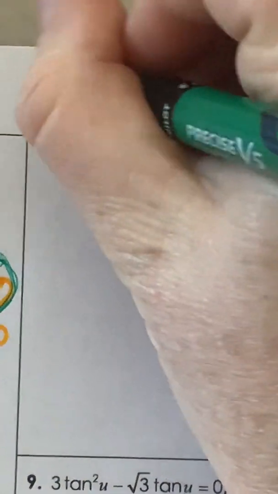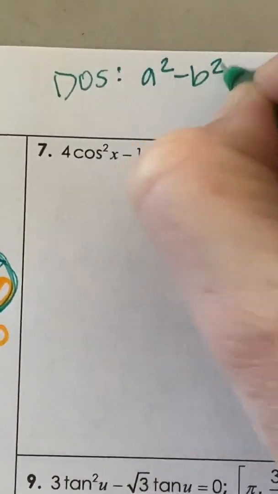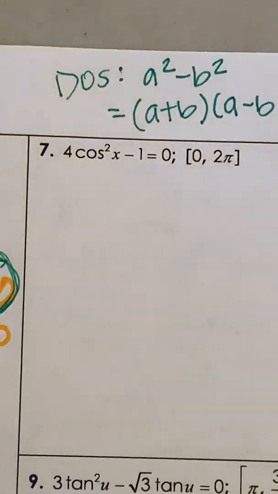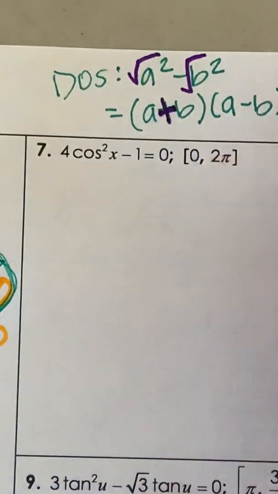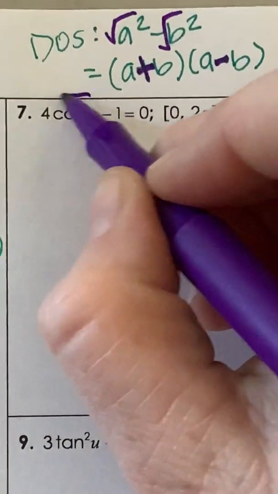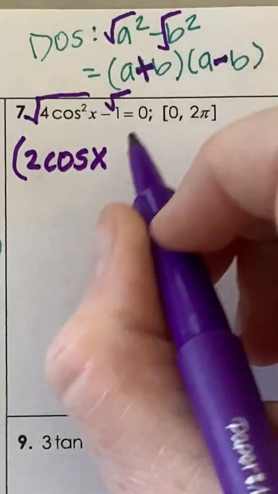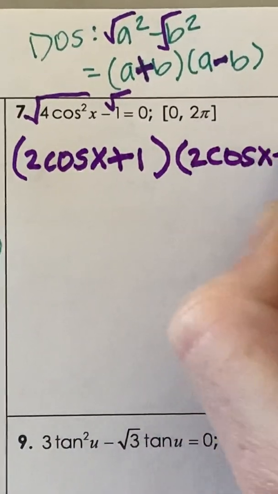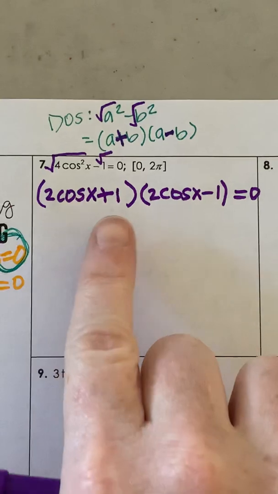Okay, and this is a difference of squares, which says a squared minus b squared will factor to a plus b, a minus b. Or in other words, you square root the first one, square root the last one, one gets a plus, one gets a minus. So let's do that now. We'll square root the first, that's 2 cosine x. Square root the last one, one gets a plus and one will get a minus, equals 0. Let me zoom out.